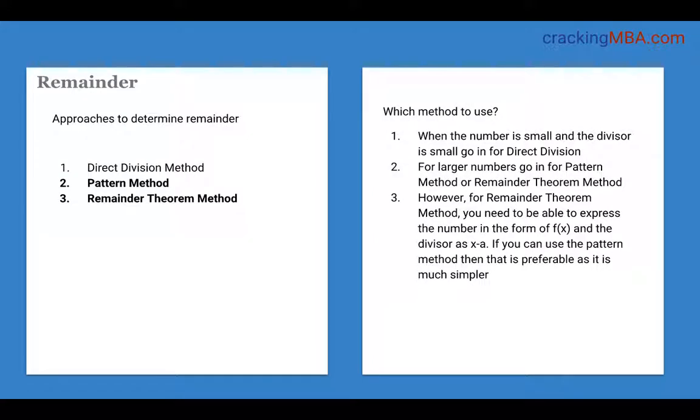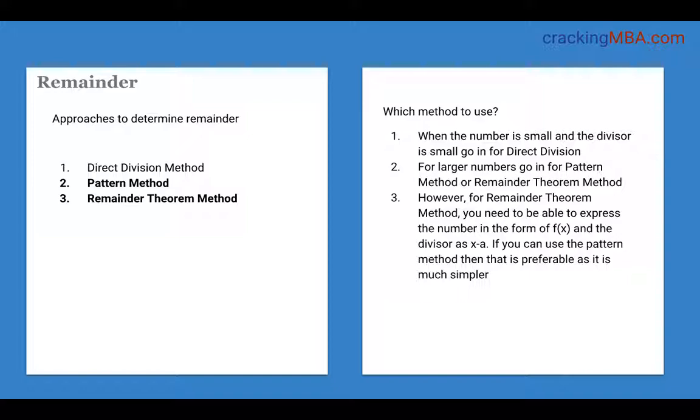Now, which method should we use out of these three methods? When the number is small, go for the direct division method. When the number is large, for example 2 power 78, go for the pattern method or the remainder theorem method. However, for the remainder theorem method, you need to identify the function in the form of f of x and then identify the divisor as x minus a, and then we can use that.